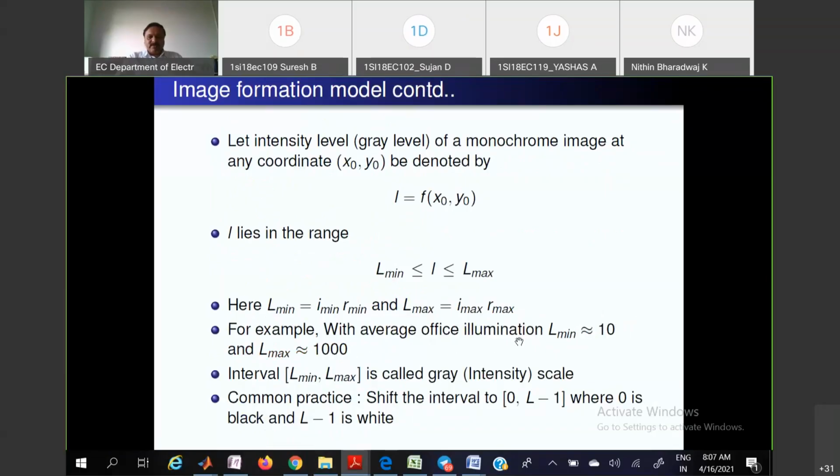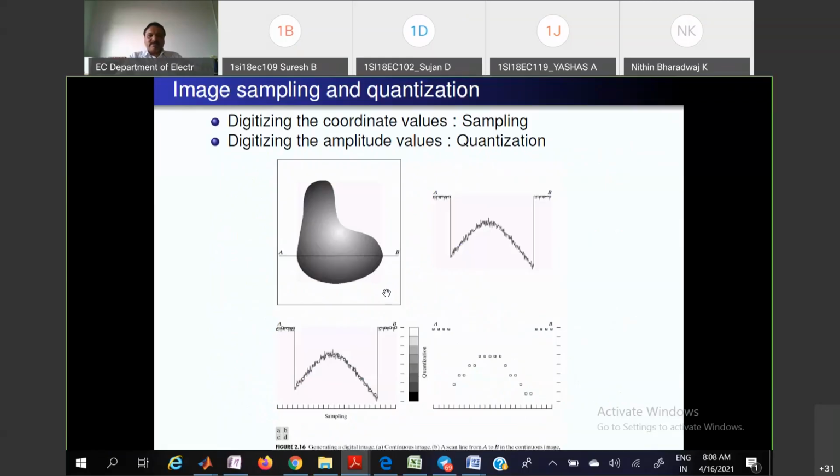So you will have the range from 10 to 1000, and this 10 to 1000 is actually shifted to an interval 0 to L minus 1, where 0 is black and L minus 1 is white. Okay, so this is what we learned in the previous class. Now in this class, let us try to understand the concept of image sampling and quantization. I think all of you have done sampling and quantization in your communication systems course, but there it is one dimensional sampling and quantization, and on the same lines we can understand two-dimensional sampling.